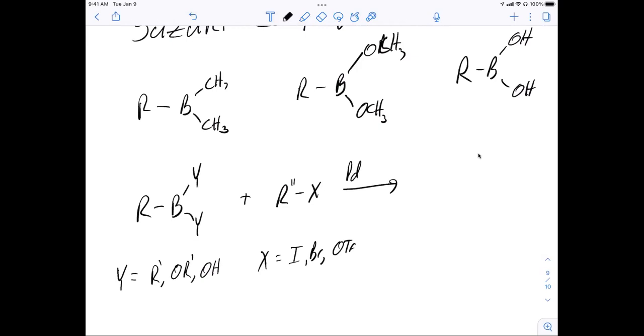For this one, you tend to use the quaternary palladium, so four ligands around that, and you use a base. Right, so something like sodium methoxide. And we get the coupling.